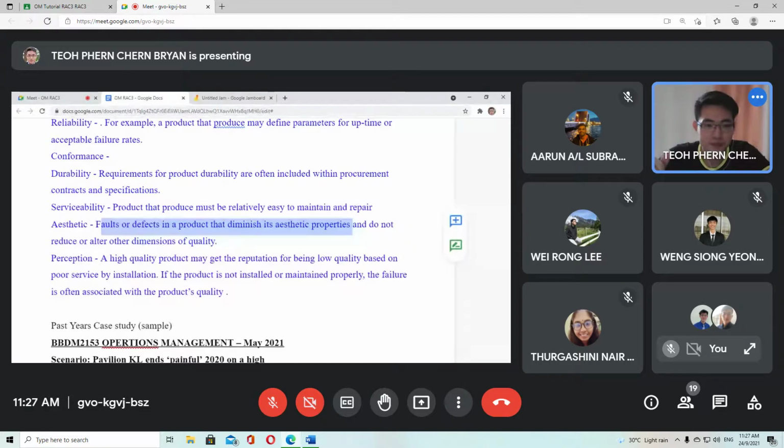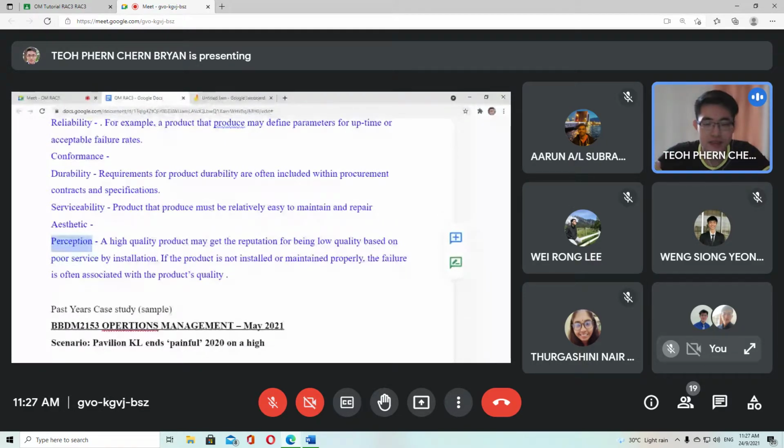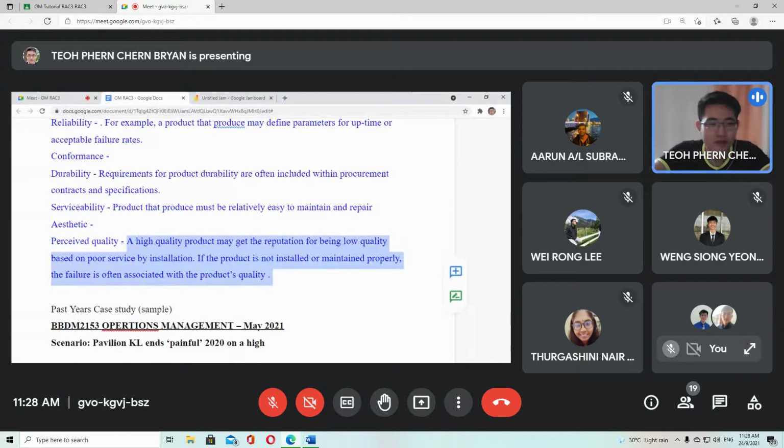Perception. Okay. Actually, it's not the answer. The answer is perceived quality. Perceived quality. Okay, so this is more of an elaboration really, right? There's still no explanation there. So what is perceived quality?